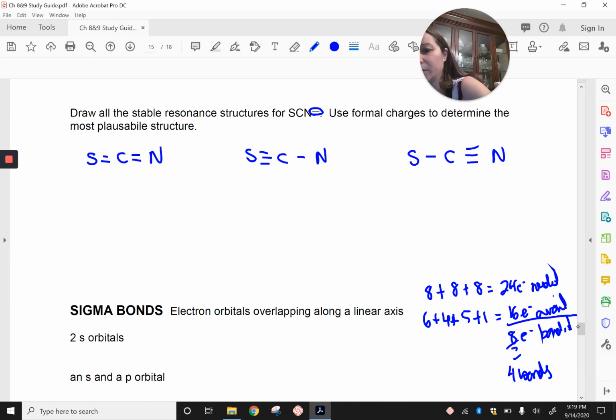So this carbon's good. Each of the sulfur and the nitrogen need 2 lone pairs. Let's check that we've drawn 16 valence electrons. So I'm going to count in pairs: 1, 2, 3, 4, 5, 6, 7, 8 pairs. That's good. Put brackets around it because it's a polyatomic ion, and add the charge.